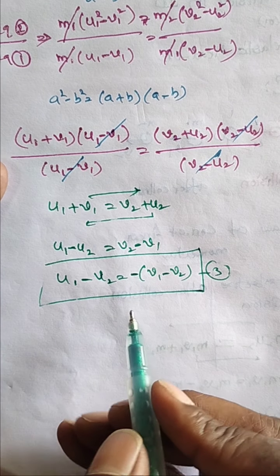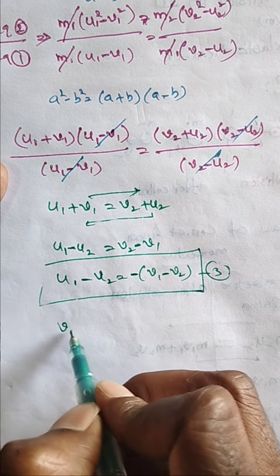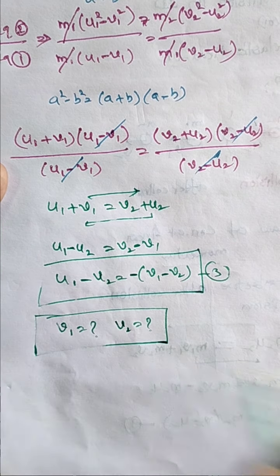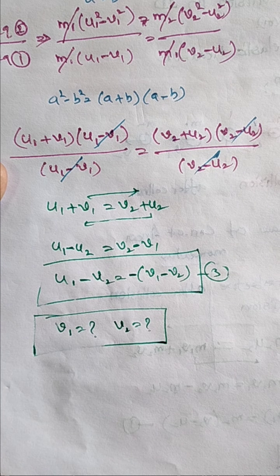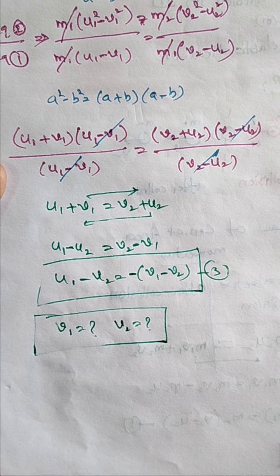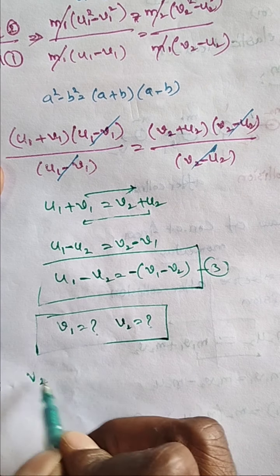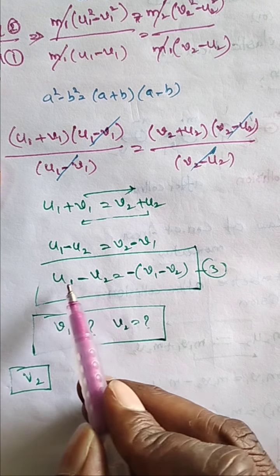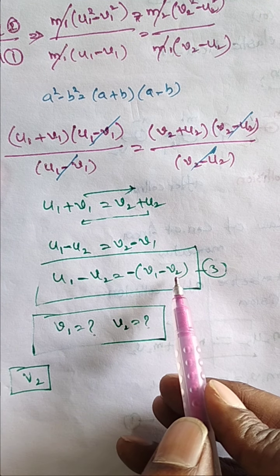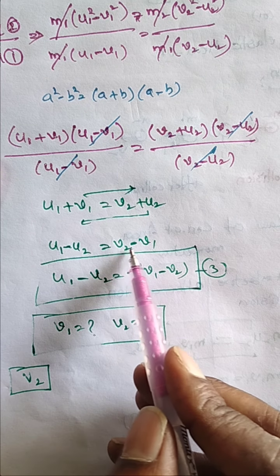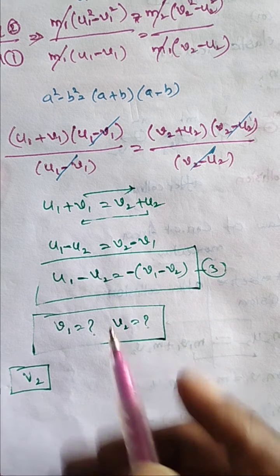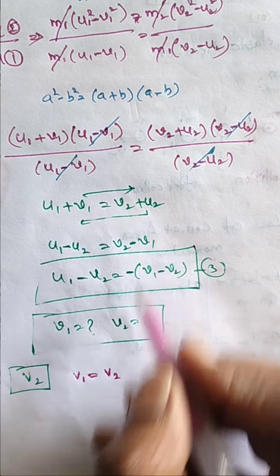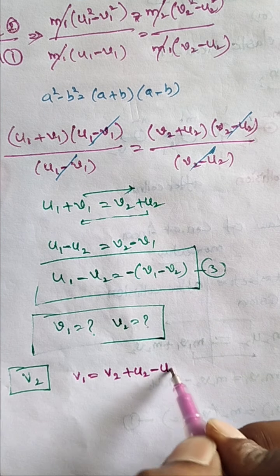So what is our concentration? Find what the v1 value is and what the v2 value is. Calculate the velocities v1 and v2 after collision. Here I have proved the first one; now I calculate the v2 velocity. For this purpose, equation 3: u1 minus u2 is equal to v2 minus v1. From this equation, what is the v1 value? v1 is equal to v2 plus u2 minus u1.